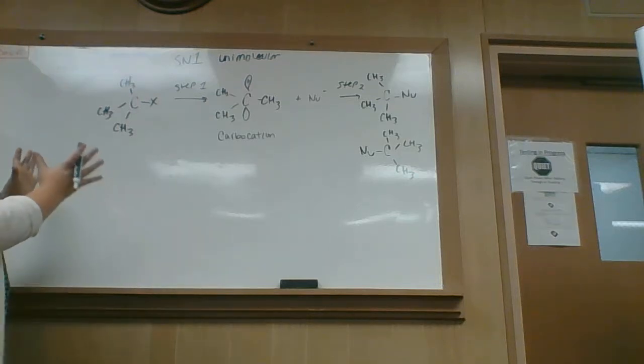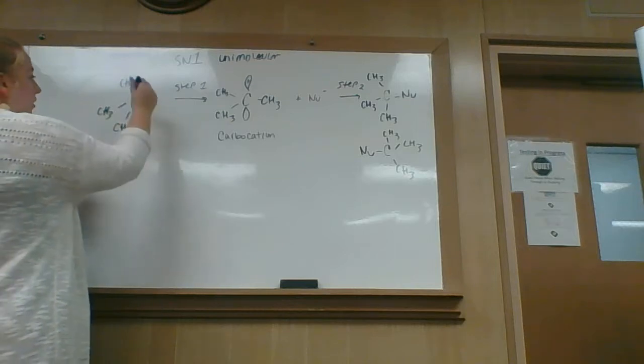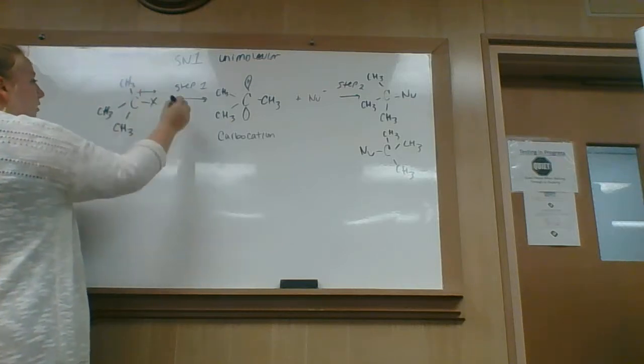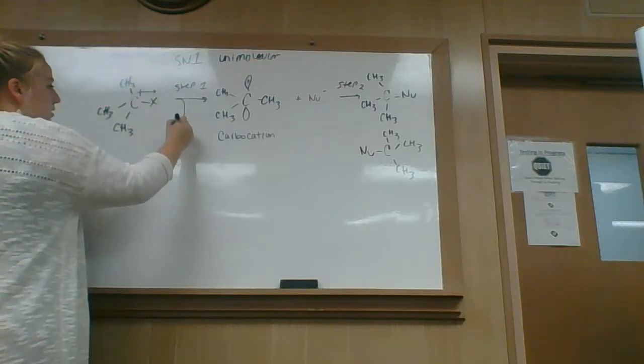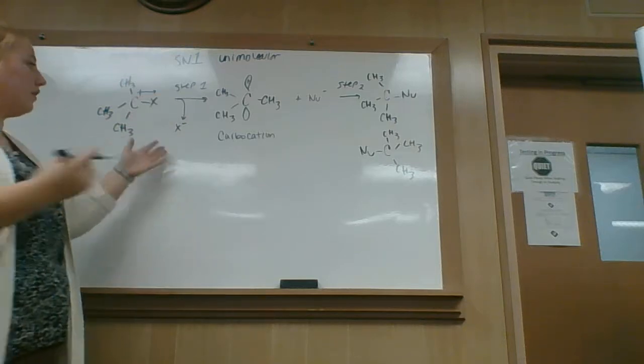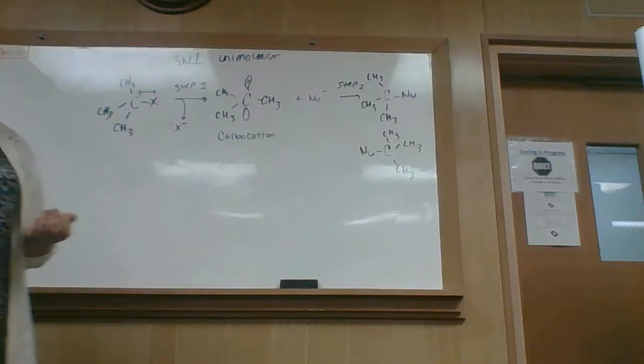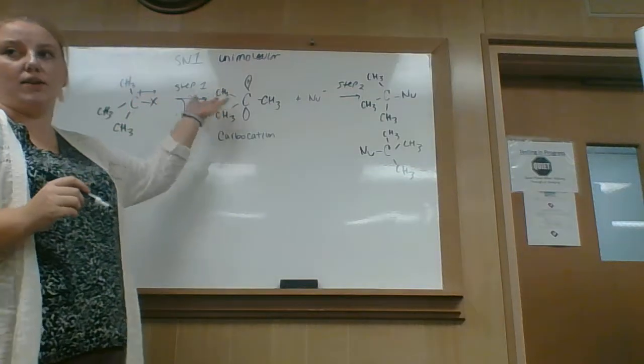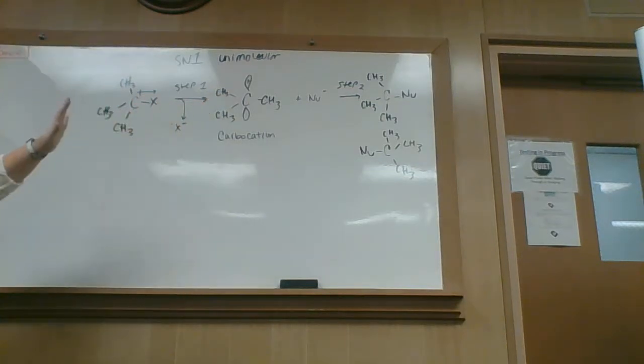You'll notice in this first step, we just have the alkyl halide. Literally, this first step is just the X coming off. When we pull that X off, the X is going to take two electrons with it, and that's what leaves this carbon with its positive charge.